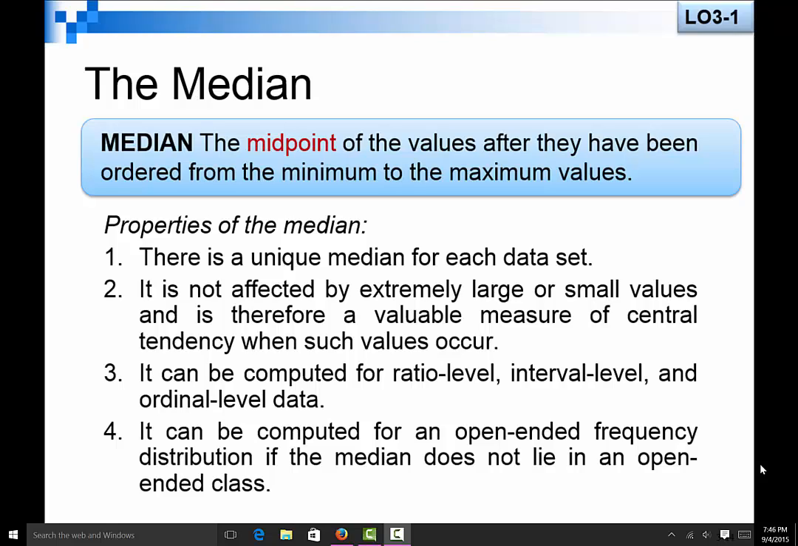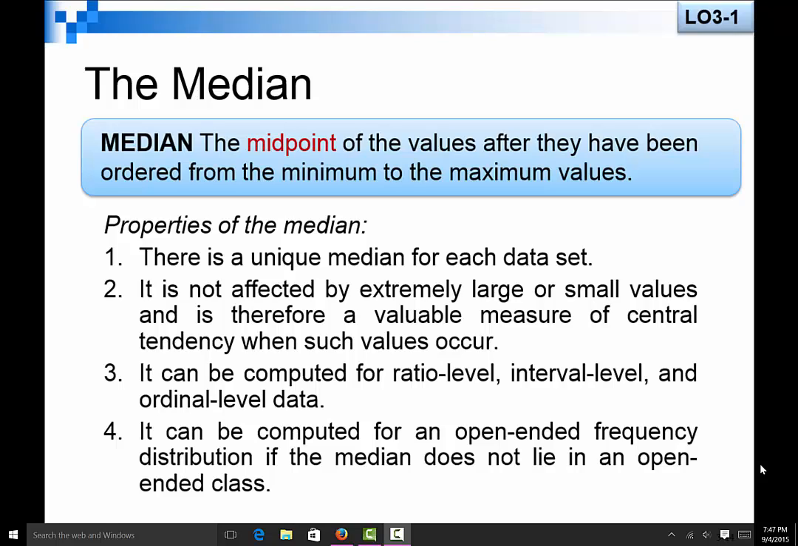Number two, it is not affected by extremely large or small values, so this is different from the mean. When we were looking at the mean, if we had a really large value show up, it greatly affected where the average went. But for the median, because it's just the very middle point, it may move it up one, but it's still going to be near the cluster of the central data points that you have.